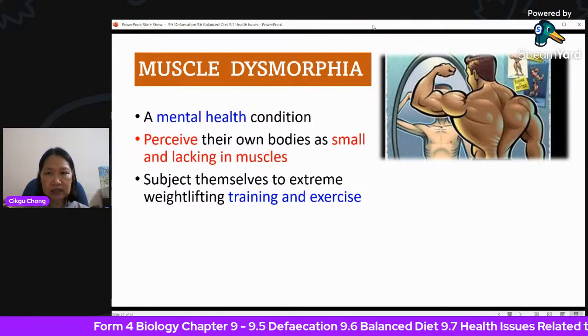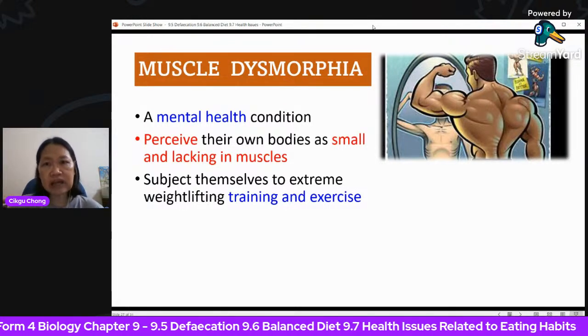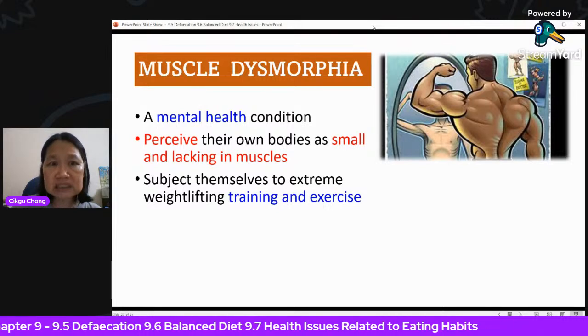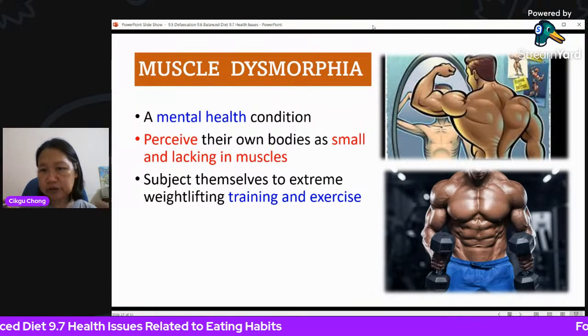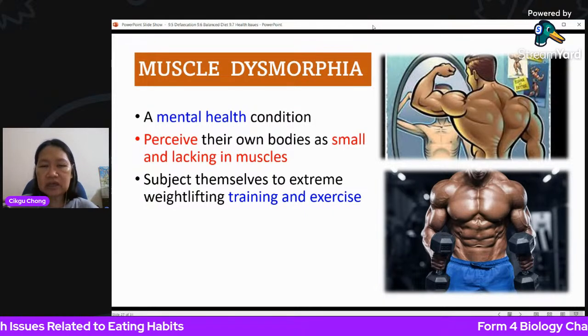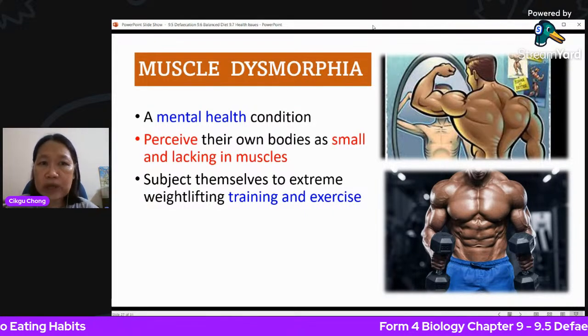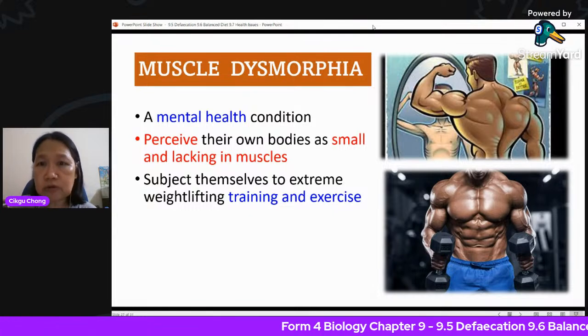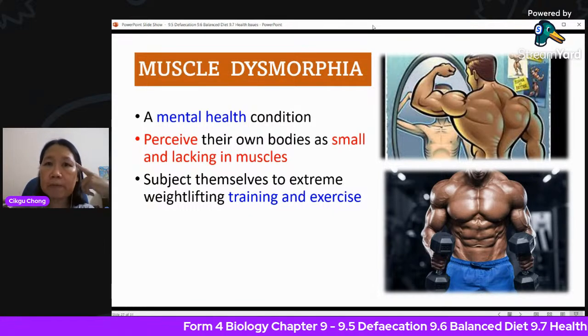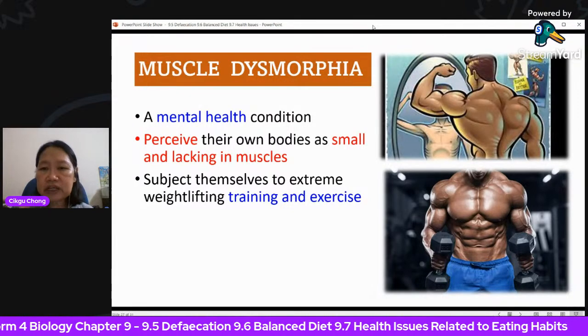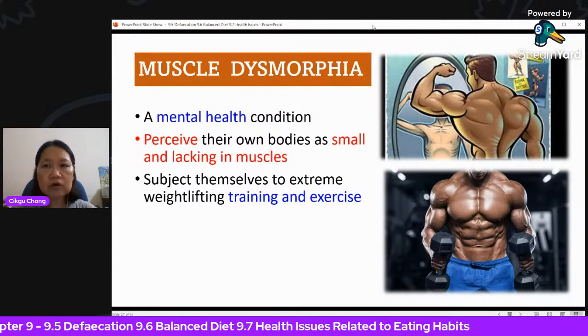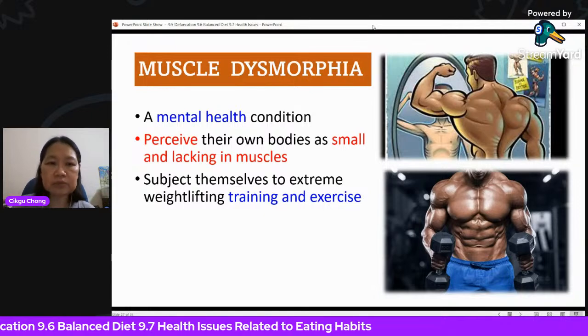Because they're so sharp and then the muscles are bulging out everywhere. Okay, so this is called muscle dysmorphia. Now this is excessive training, and then you have all this body. I'm not saying all weightlifters have muscle dysmorphia. This muscle dysmorphia is more of a mental thing. They think that whatever they do is not enough. They will keep on going more and making their body as big as possible.